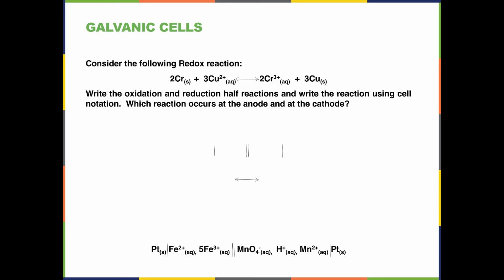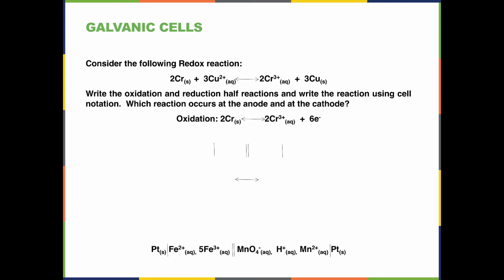So if you consider the following redox reaction, you have chromium is oxidized to chromium ions and copper is reduced to copper solid. Write the oxidation reduction half reactions and then write the reaction using cell notation, which reaction occurs at the anode and the cathode. Well, let's take a look at this.